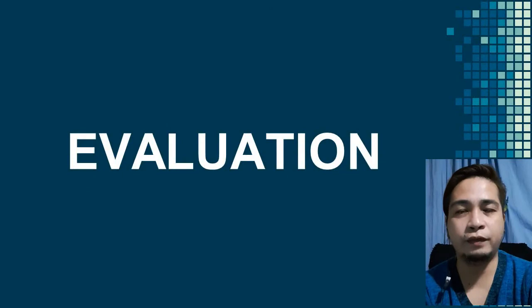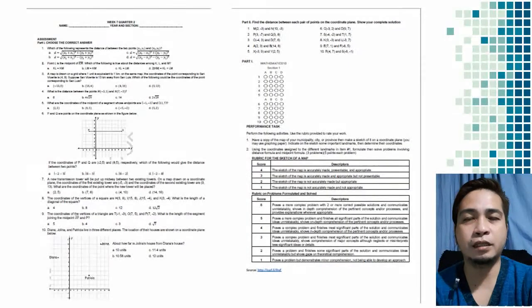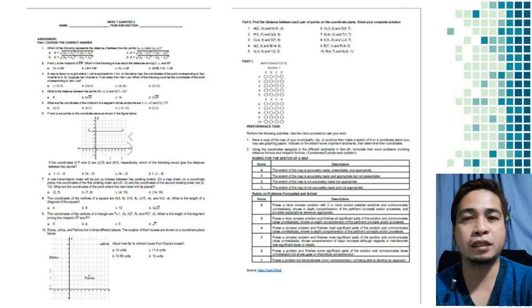Our evaluation. Each and every one of you is given a worksheet. There are two parts. The first part is our assessment for the week, and the second part is a performance test that you need to answer and will be passed on the next retrieval.